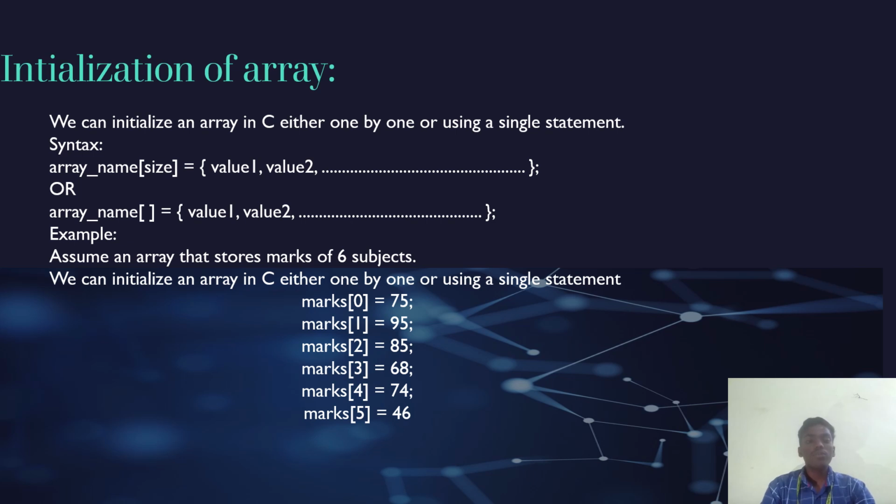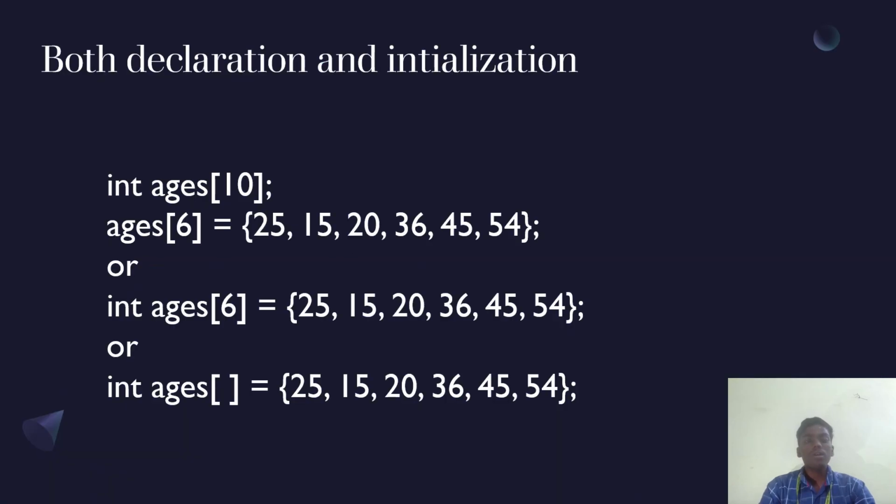Now, how to initialize an array? We can initialize it in two ways. One is by giving the values in curly braces, like value 1, value 2, up to n terms. One more way that you can initialize is by passing their index: marks[0] equal to 75, marks[1] equal to 95, marks[2] equal to 85, and similarly up to n terms you can initialize. Now, both declaration and initialization: ages[6] equal to 25, 15, 20, 36, 45, 54, and similarly you can see some of the examples there.